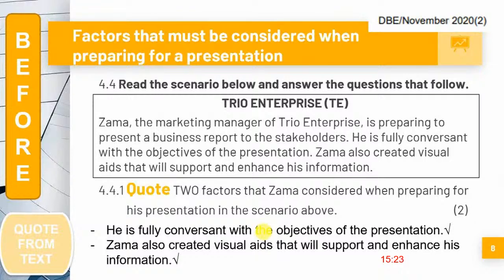He should be fully conversant with the objectives of the presentation. Zama also created visual aids that will support and enhance his information. Grade 12s, under no circumstances will you decide to write down your own answer. The answer is given to you in the case study. You rewrite the entire sentence, not only the essence of what you think the answer should be. Please try to write down the entire sentence.